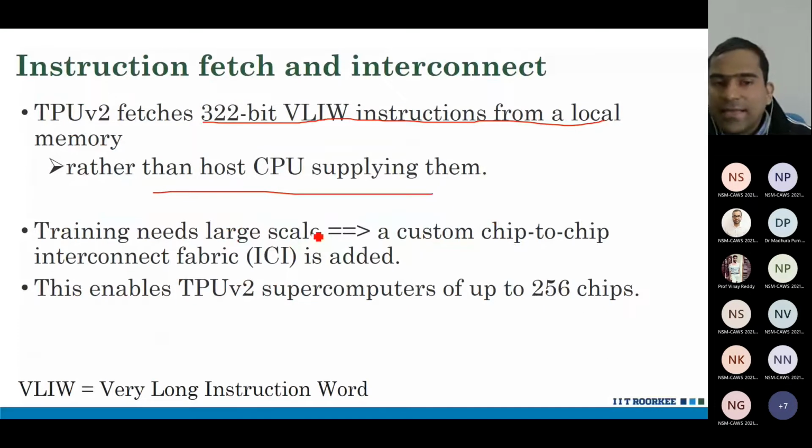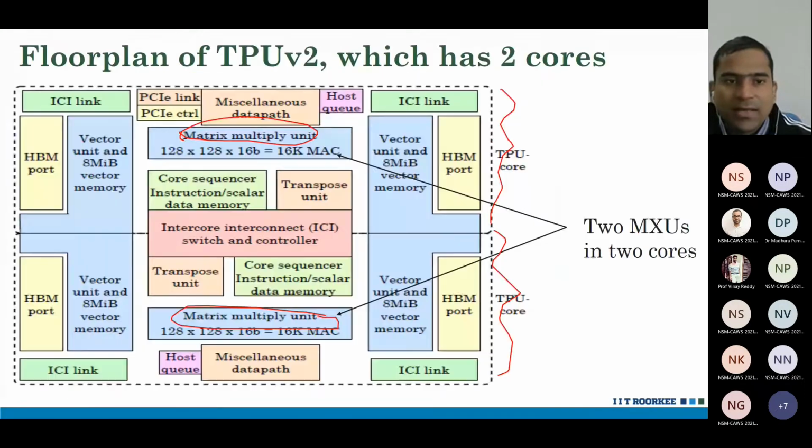So training needs large scale. You have to scale training. A custom chip-to-chip interconnect fabric is added. It's not an Ethernet connection, it is a chip-to-chip interconnect. This enables TPU version 2 supercomputers to scale up to 256 chips using this chip-to-chip interconnect. That's what we showed in the beginning.